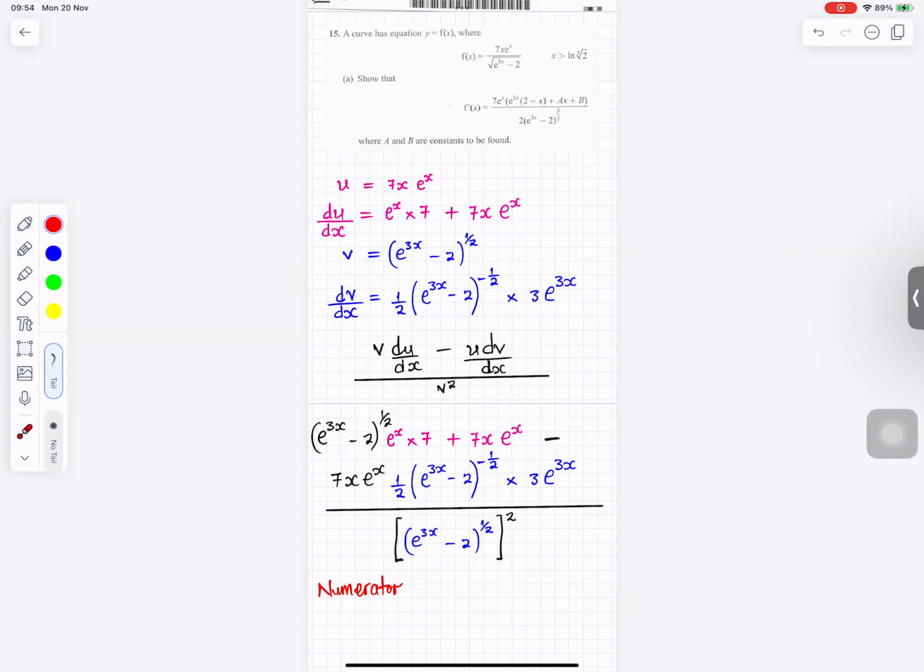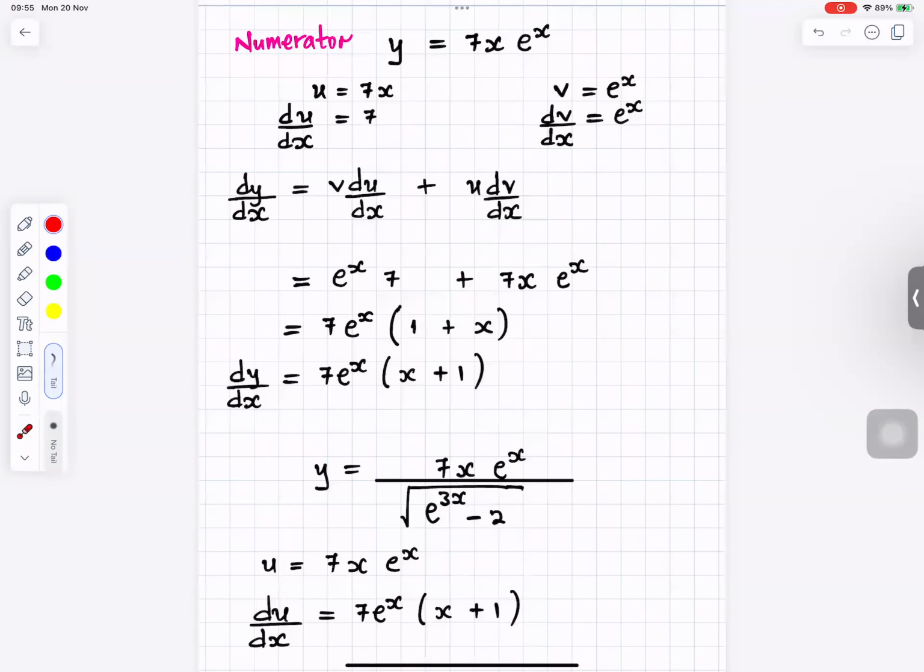Now let's deal with the numerator first. And before we do that, let me write it neatly for you. Use that numerator, y equals 7x times e to the x. So there's a times in the middle there. We don't usually write the times. So 7x e to the x. So we're using product rule. And that's the product rule there, the formula for product rule. So u is 7x, and then du over dx is 7. v is e to the x, dv over dx is e to the x. It doesn't change. Substitute them in this formula for product rule.